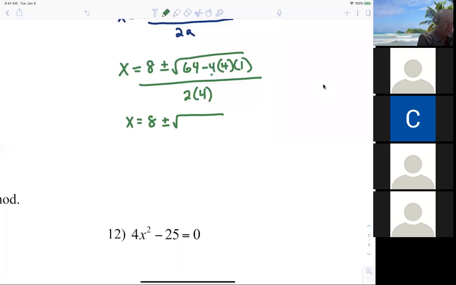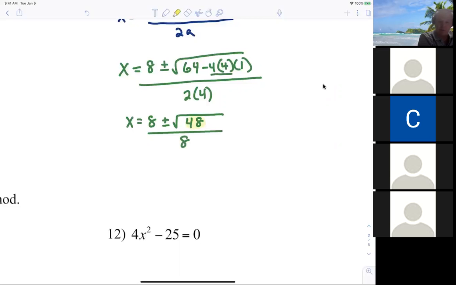Now this is just 16. So 64 minus 16, 48, over 8. All right, guys. Anybody have any objections to that so far? All right, now the tough one, 48.